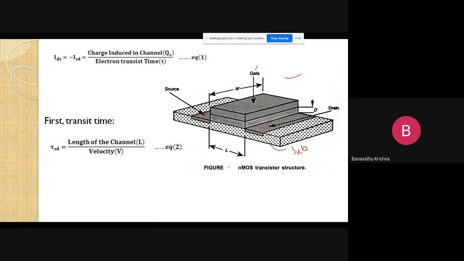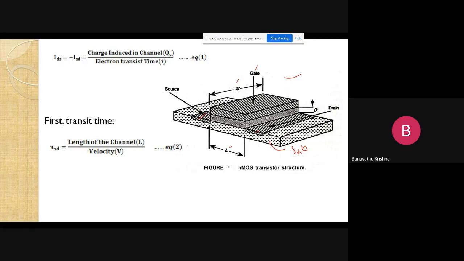These are the N-type diffused regions, which means the substrate is P-type. The length of the channel is L, and the width of the channel is W, and the thickness of the insulating layer, the oxide layer, is D.